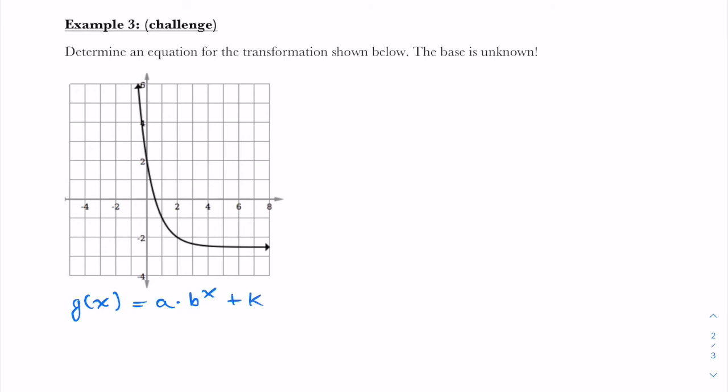Okay, looking at your graph, we have to estimate our k value. Here's -3. So it looks like the k value is roughly halfway between -2 and -3. So that's going to be about -2.5, or -5/2. Let's substitute that in.